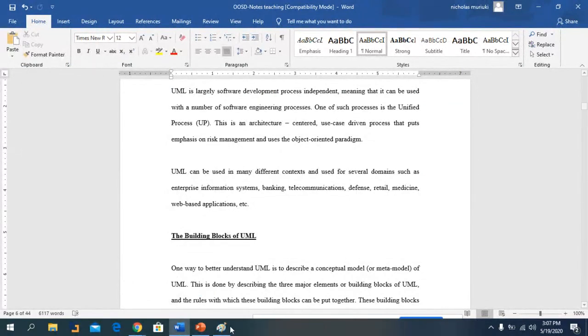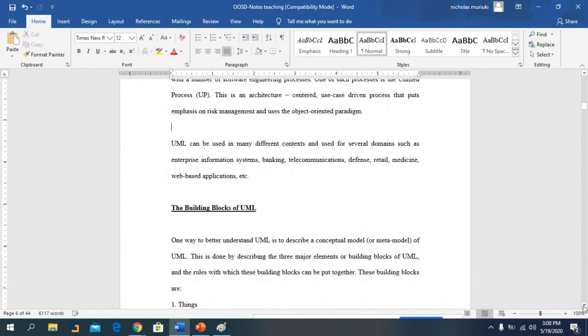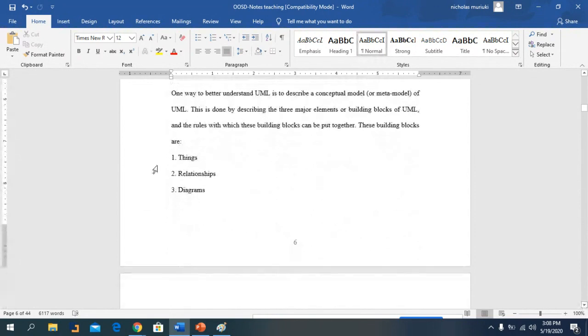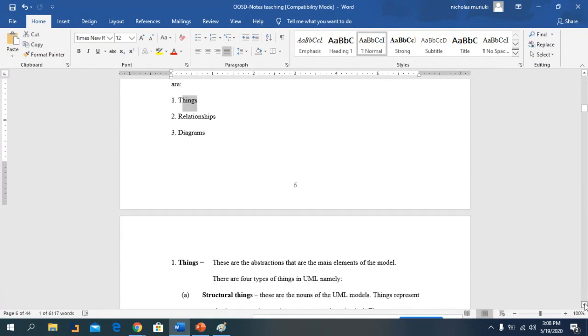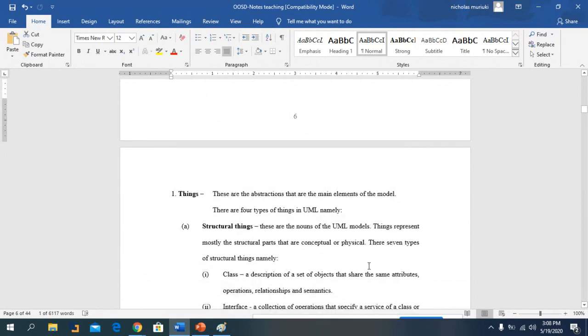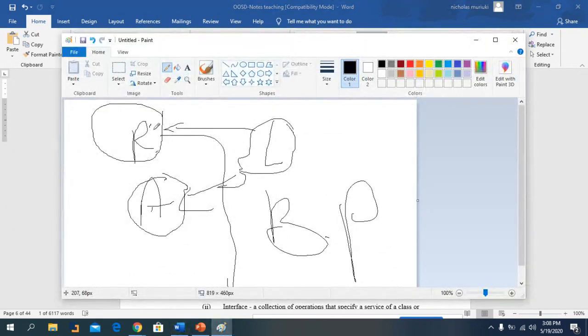One of these building blocks is what you call a thing, or things. The next one is relationship. And the third one is the diagram. So when you understand things and relationships, we will be able to work with diagrams, where we understand that things are presentations of objects in different ways, or abstractions. So these are the abstractions that are the main elements of the model. If I say that I have a library management system, which are the main elements of this model?